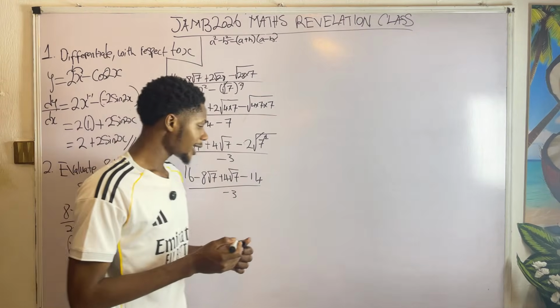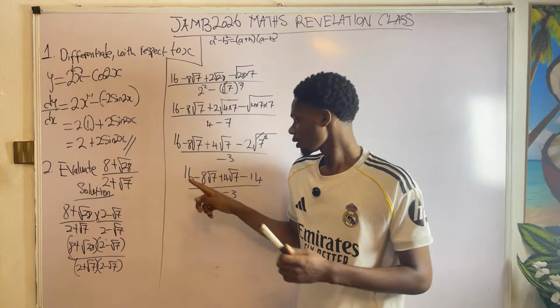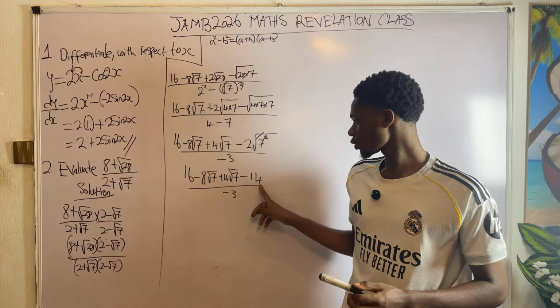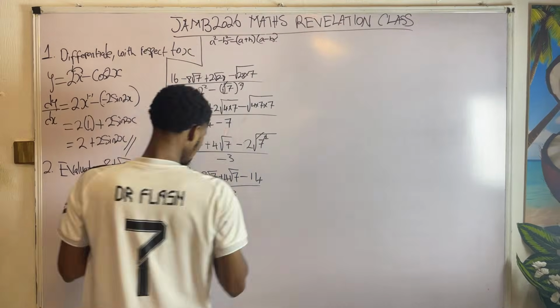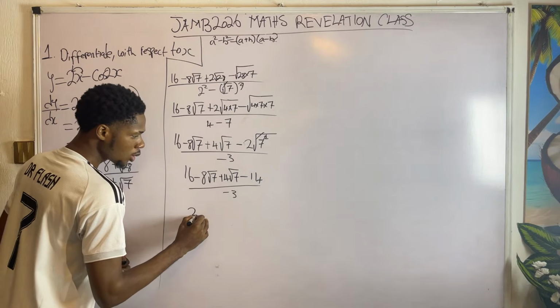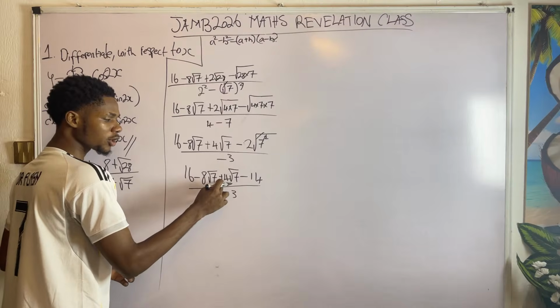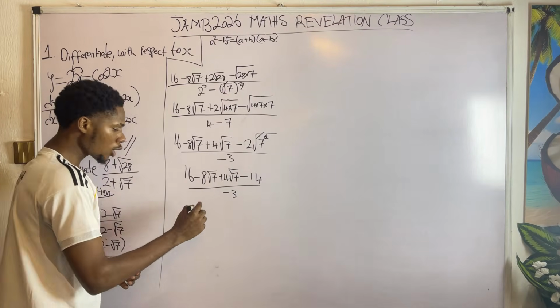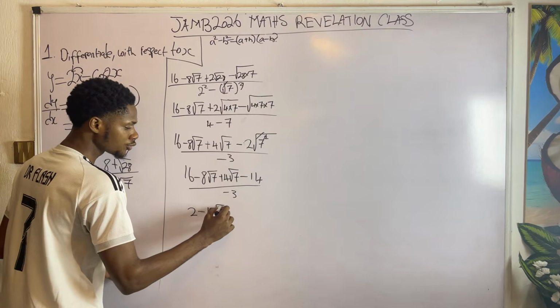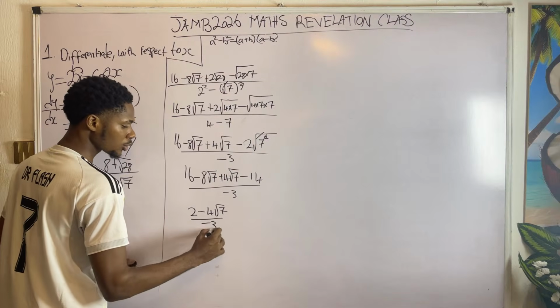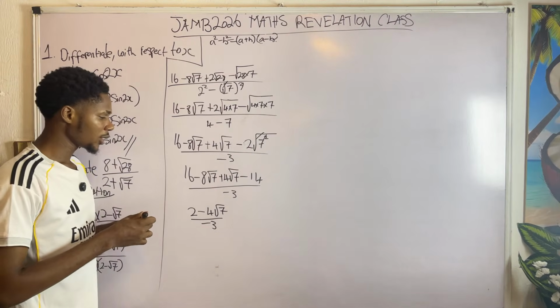16 minus 14 is what? Is 2. So I'm left with 2. Now minus 8 root 7 plus 4 root 7. That is minus 4 root 7 over minus 3. Okay, that's exactly what I'm going to have.